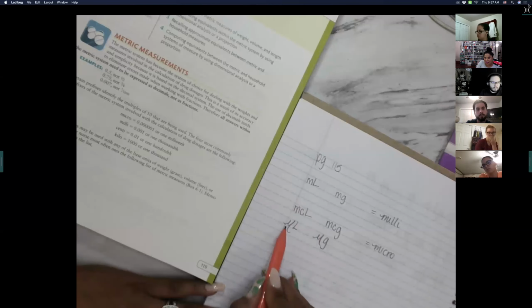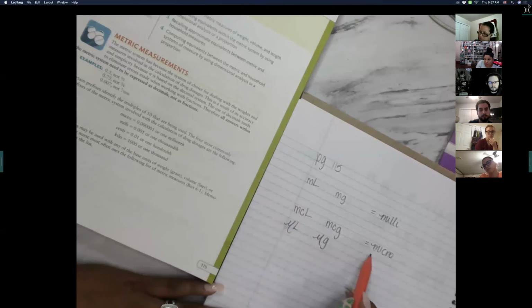I promise you this will be on one of your exams somewhere, and you're never going to know when this guy pops up. And every semester, I have a student get this wrong. So let's just remember, right? This is your Latin notation for micrograms, for microliters, okay?